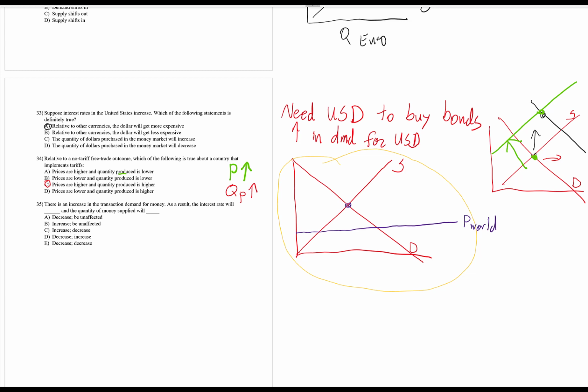Well, a tariff is going to serve to increase the world price because it is something that if you are buying from a world producer, an international producer, you're going to have to pay. So notice that moves our equilibrium from this price up to here. So prices are higher. And why is quantity produced higher? Well, we know that supply slopes up. And so when price increases here, that's going to move our suppliers from here up to here.